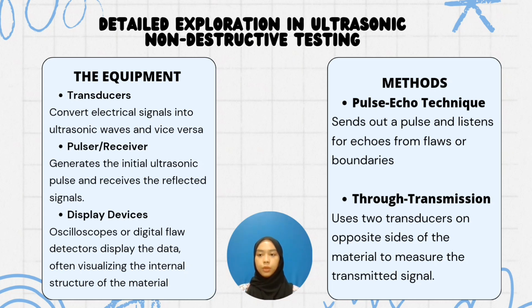For the methods, we have two common methods, which are the pulse echo technique and through transmission. The pulse echo technique sends out a pulse and listens for echoes from flaws or boundaries. Last is through transmission. One transducer is placed on each side of the test specimen, and the sender sends the signal to the receiver. Any reduction in the sound level received indicates a defect.